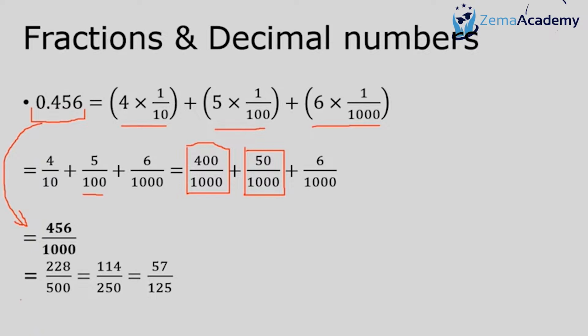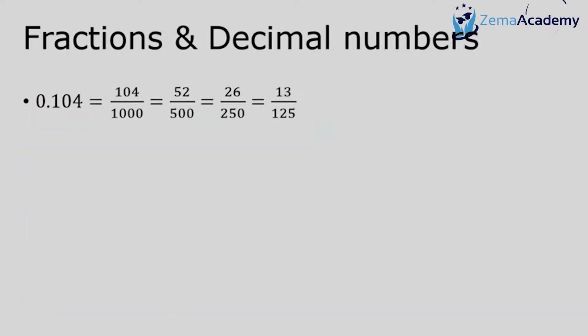But then you still need to simplify like this. Here's some other examples like that. So here I have 0.104. Because I have 3 decimal places beyond the decimal point, that tells me that this is 104 divided by 1,000. Same number of decimal places, same number of zeros after that one. That's the easiest way to remember that.